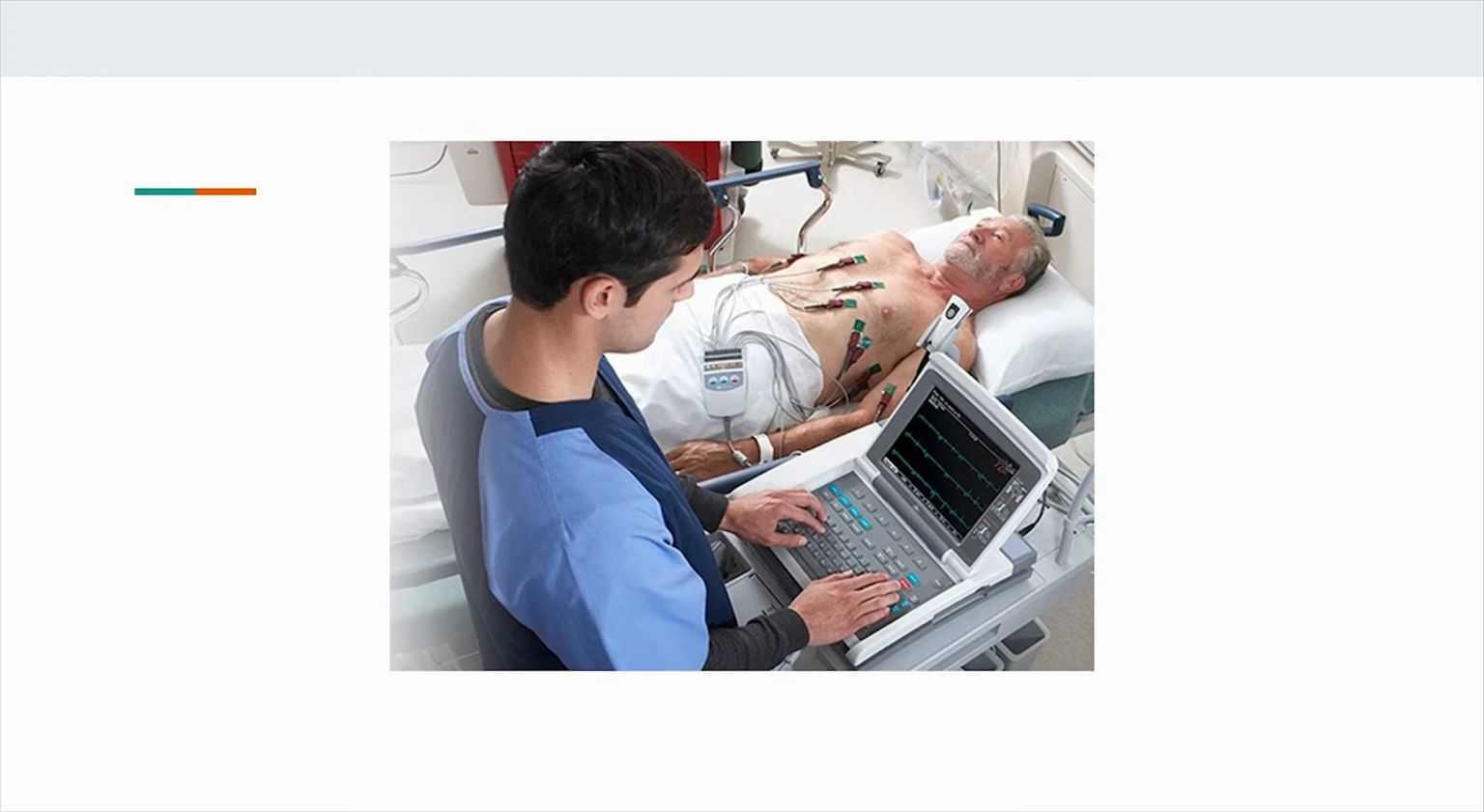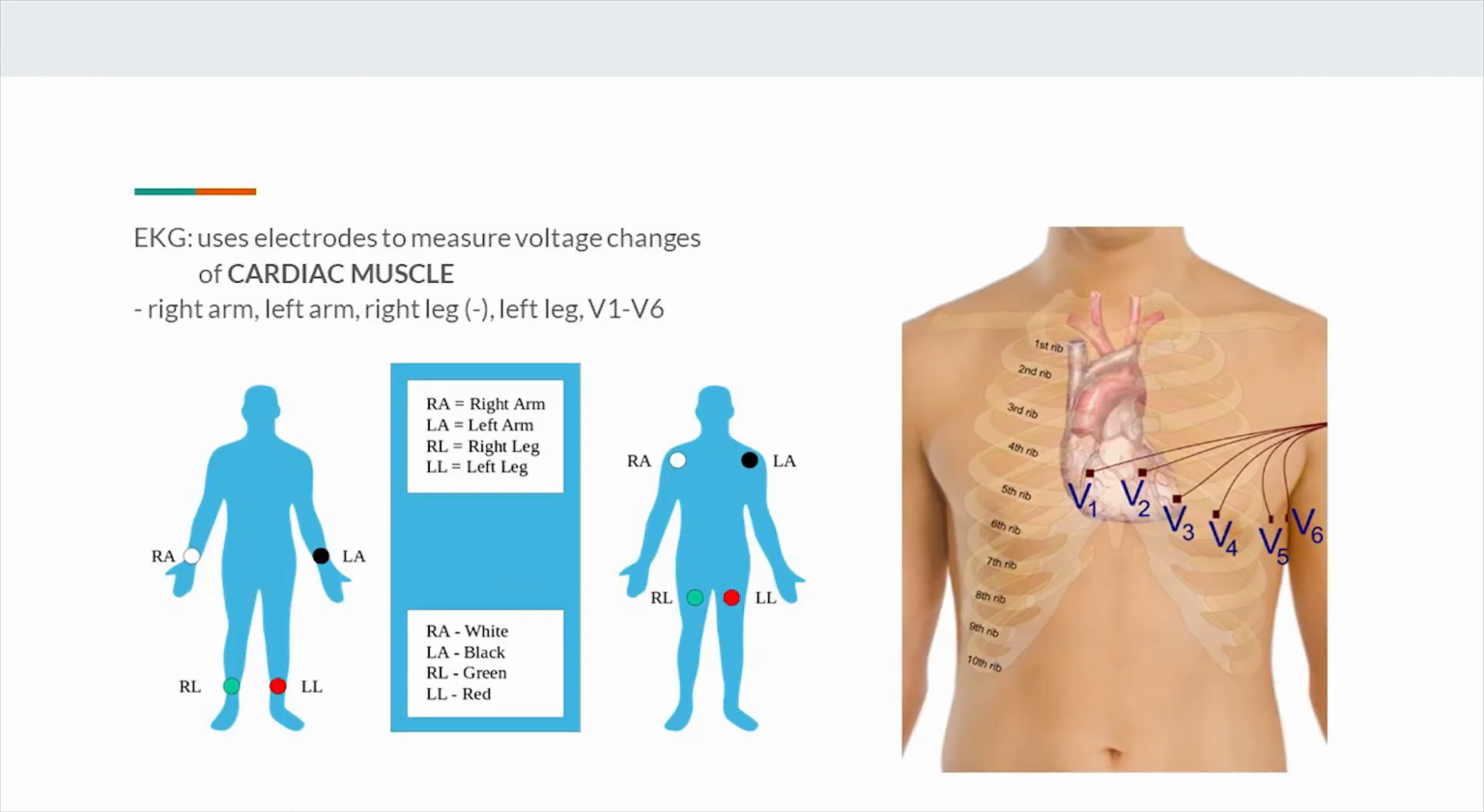For a 12-lead EKG, there are 10 electrodes that get placed onto the body. One goes on your right arm, one on your left arm, one on your right leg, and one on your left leg. The electrode on your right leg is used as the ground, and then 6 more electrodes get placed onto the chest surrounding the heart.